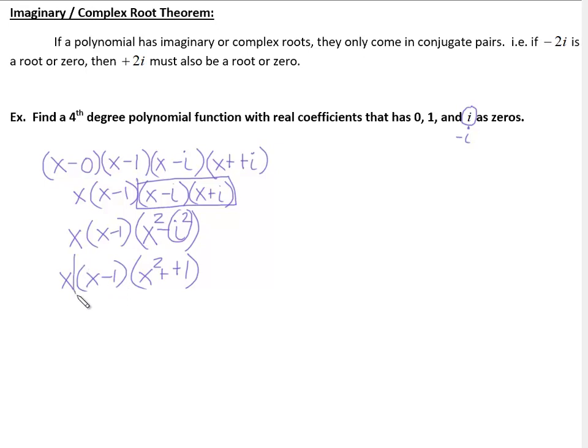So let's go ahead and multiply these two together next. So x times x squared is x cubed. x times 1 is x. Negative 1 times x squared is negative 1x squared. And negative 1 times 1 is negative 1.